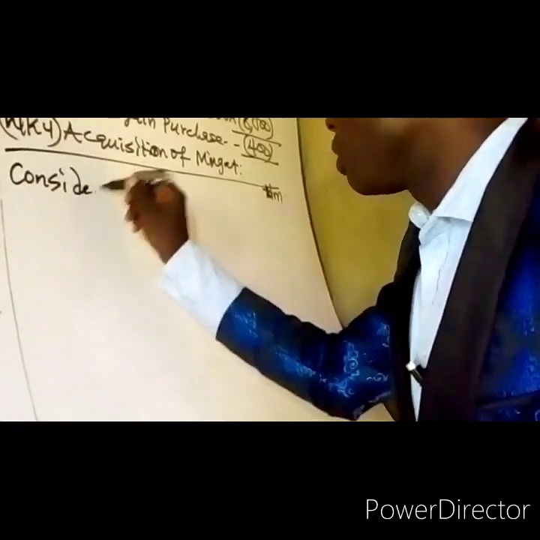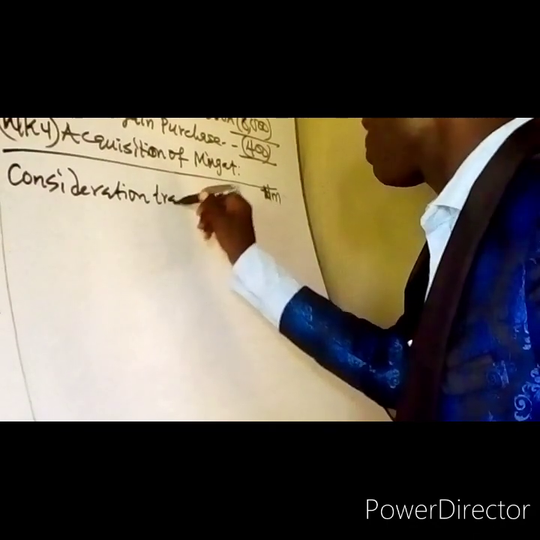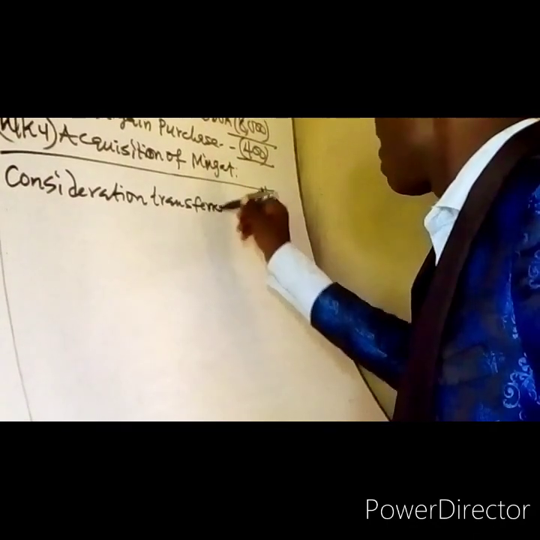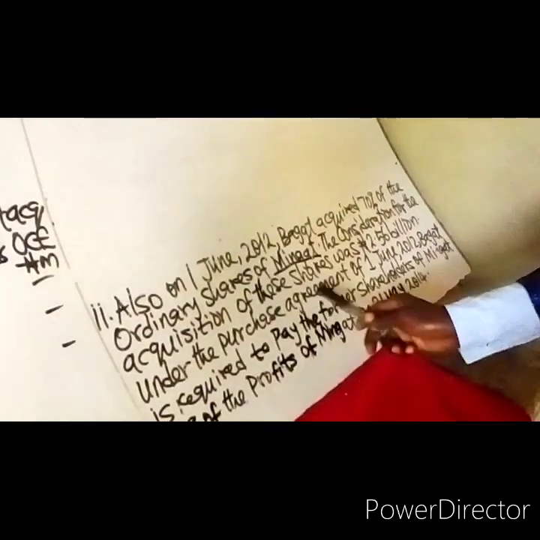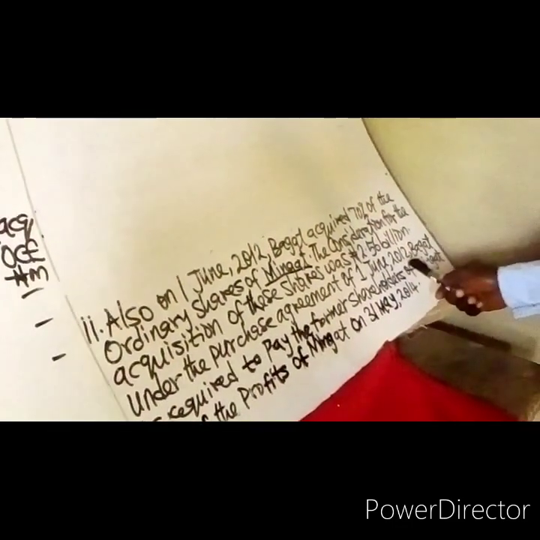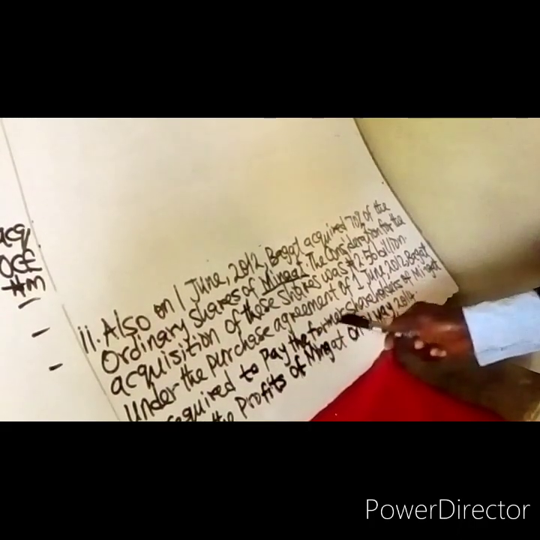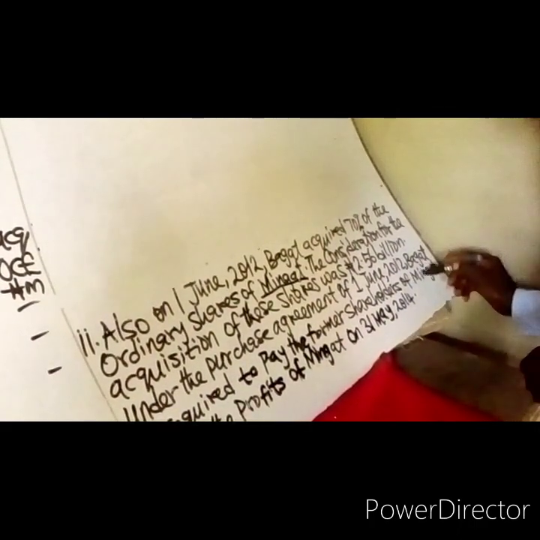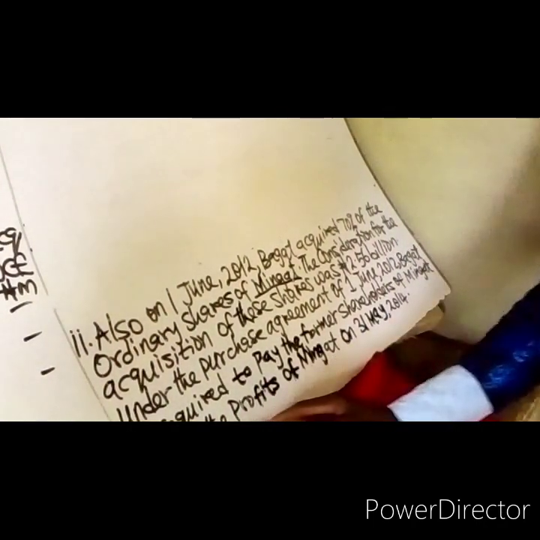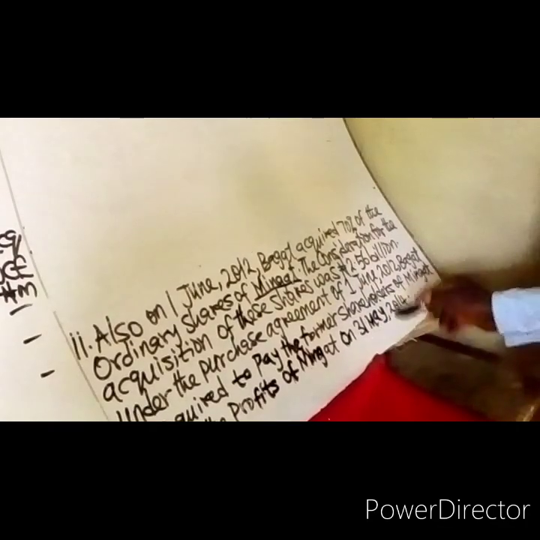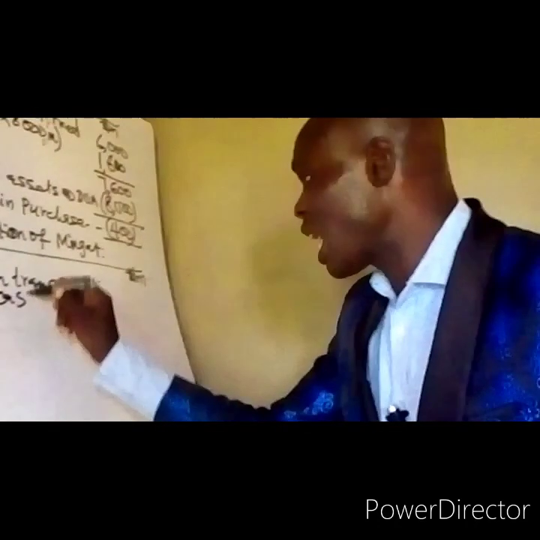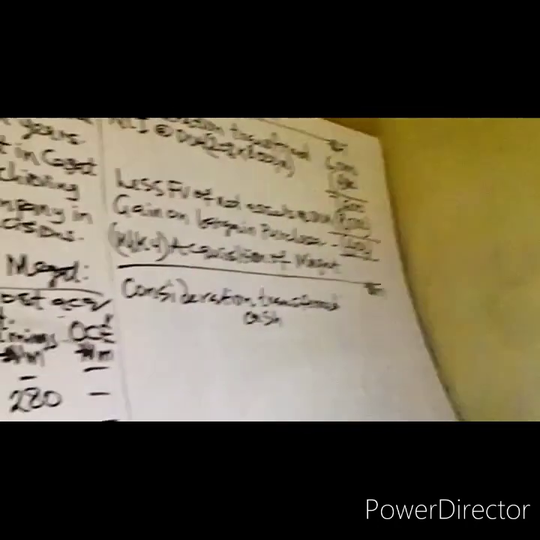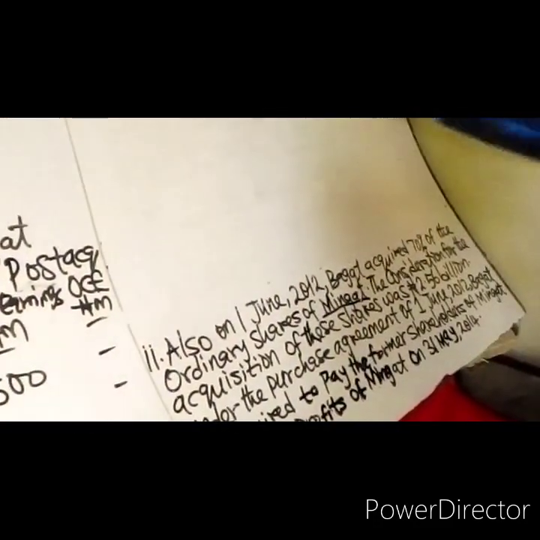So we have consideration transferred, 2.56 billion. Under the purchase agreement of 1st of June 2012, Bagat is required to pay the former shareholders of Megat 30% of the profits of Megat on 31st May 2014. So meaning that for the consideration transferred, you have the cash consideration of 2.56 billion.